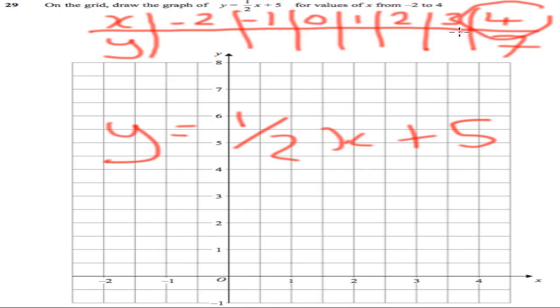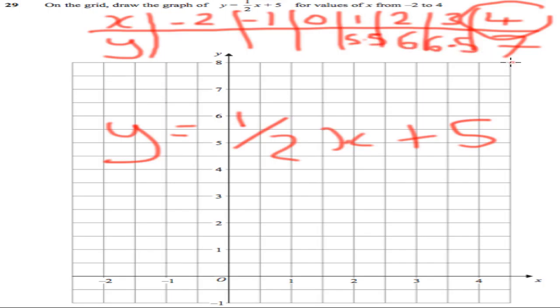We can then do the others. So when x is 3, y is what? A half of 3 is 1.5, plus 5 is 6.5. When x is 2, a half of 2 is 1, plus 5 is 6. And then we'll just do one more for luck. So 1. A half of 1 is 0.5, plus 5 is 5.5.